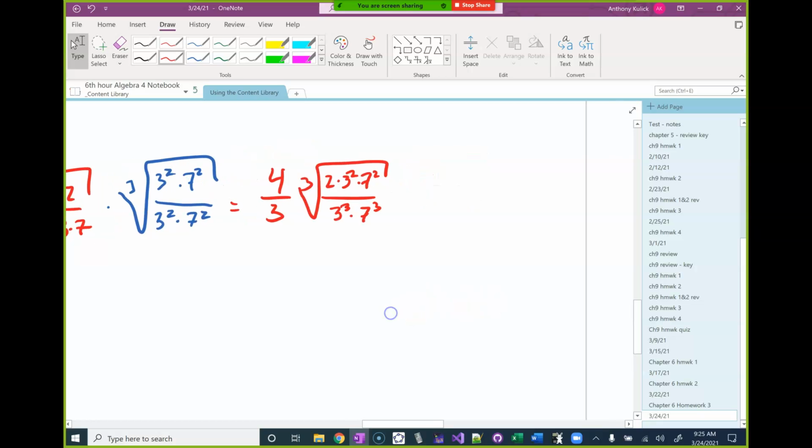So far, so good, Claire? Yeah. Okay, and now I notice that I have packets of 3 in my denominator, so each of those can come out.